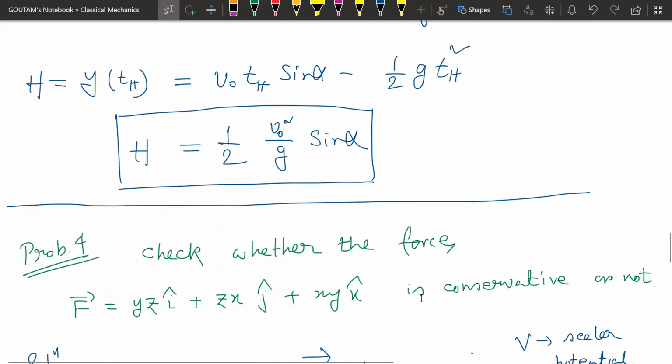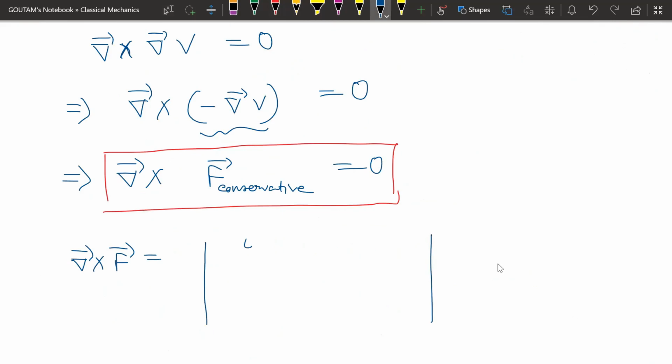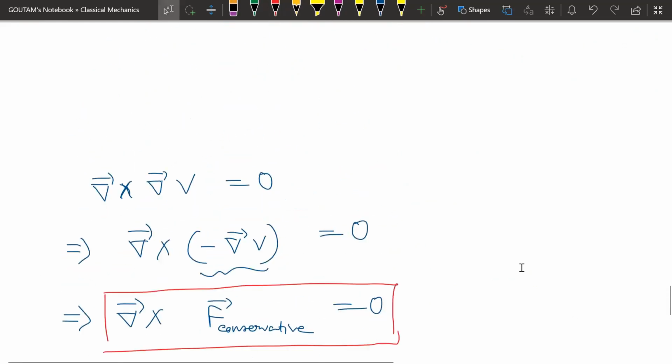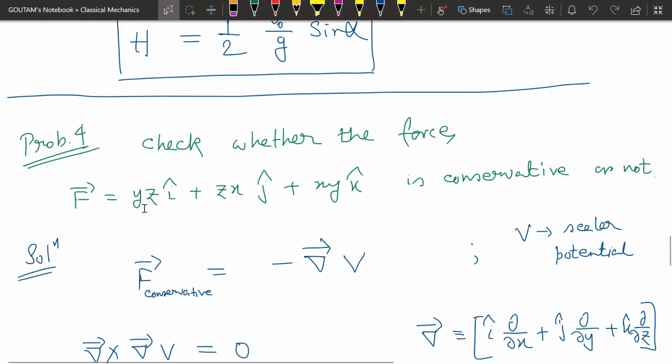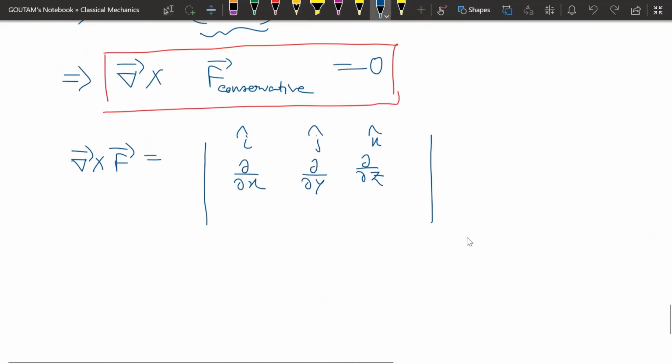We will calculate the curl. So let's calculate this curl of the given force. Curl of F, which is the determinant of i hat, j hat, k hat; ∂/∂x, ∂/∂y, ∂/∂z; and this given F is, so the x component of F is yz, the y component of F is zx, and the z component of F is xy. So let's write this: yz, xz, and xy.